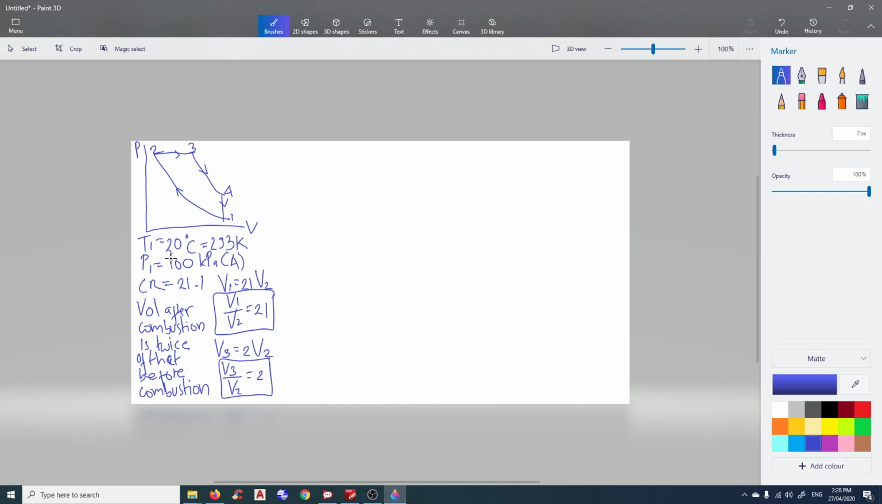The compression ratio is 21:1, which means V1 here is 21 times more than V2, because as we go here, the air is being compressed to a smaller volume. So we arrange this V1 over V2 equal to 21.